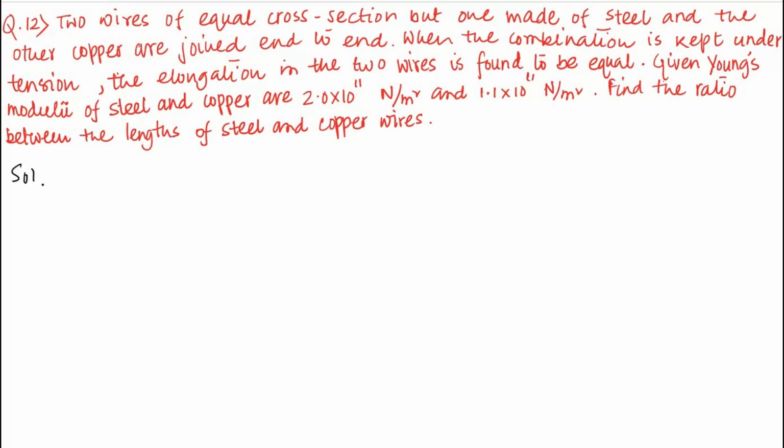Okay, so as you can see here, we have two wires. One is made of steel and the other one is copper, and they have equal cross-sectional area. That means A1 is equal to A2 is equal to, let's say, A. Then it is kept under tension, so we can assume that the tension is also the same. So F1 is equal to F2 is equal to F, and the elongation in the two wires is found to be equal. That means delta L1 is equal to delta L2.